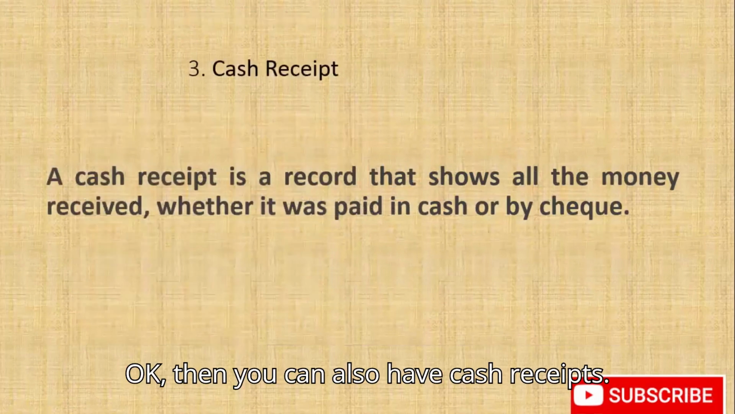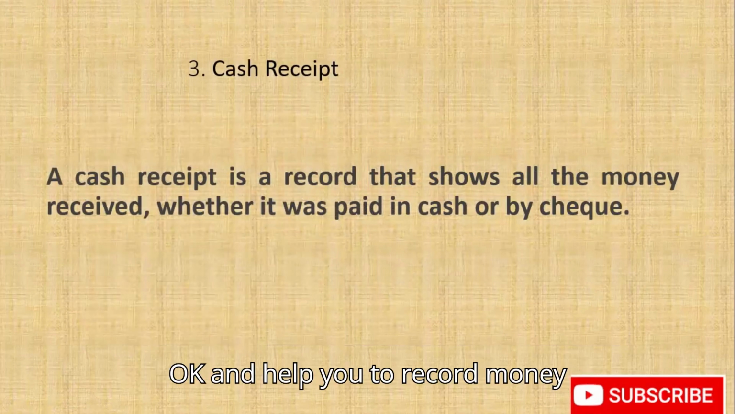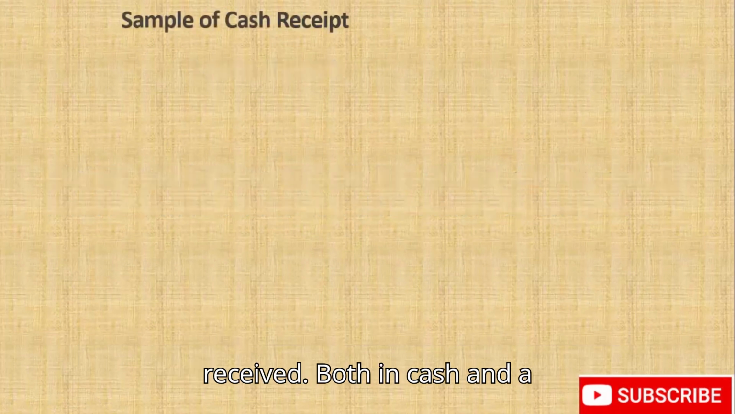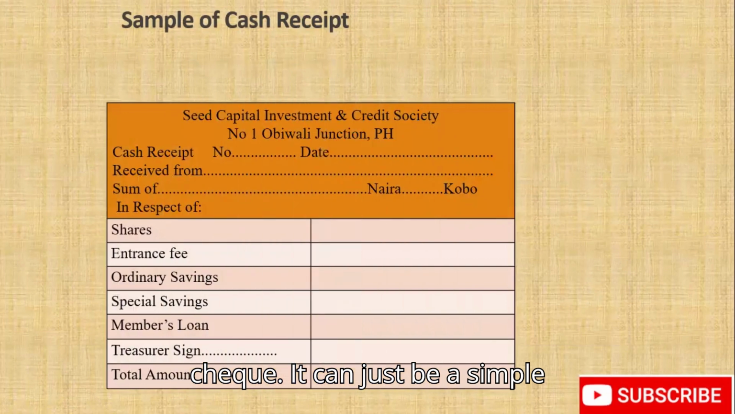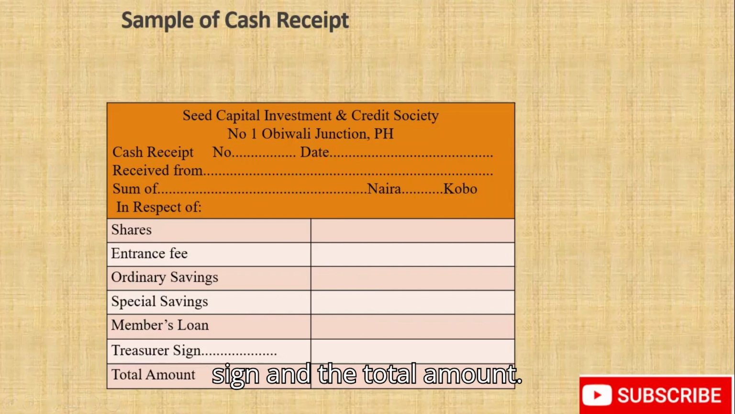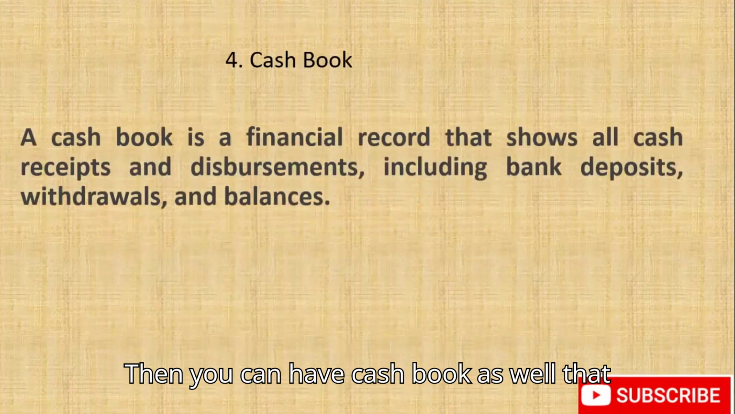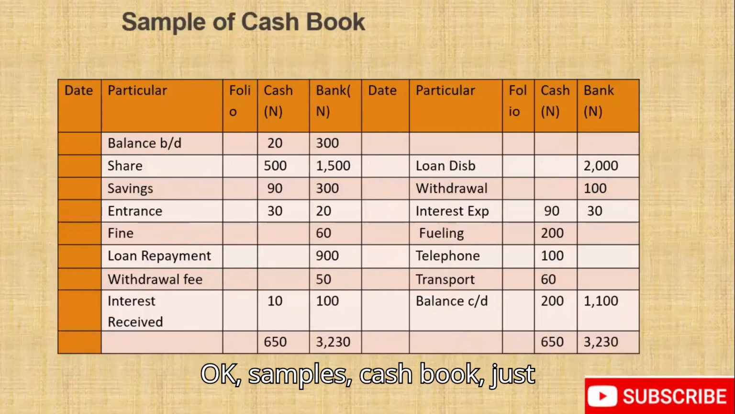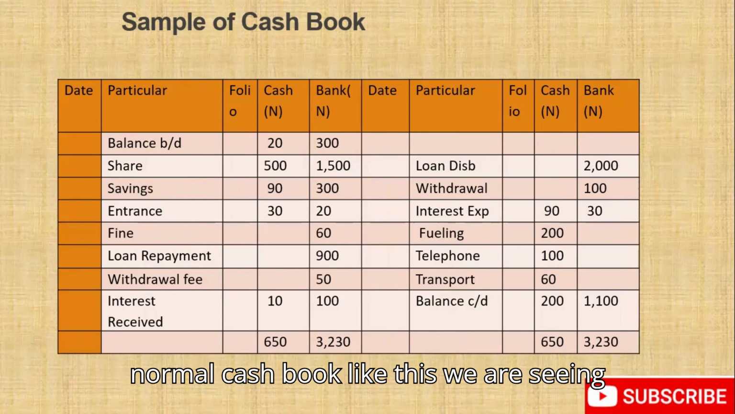Then you can also have a cash receipt book, and it helps you to record money received, both in cash and in check. It can just be a simple sample like this that shows shares, entrance fees, ordinary shares, special service, members loan, the treasurer will sign, and the total amount. Then you can have a cash book as well that shows all the money received and disbursements that you have made. It is just a normal cash book like this.